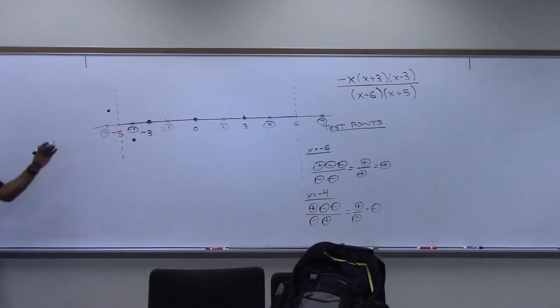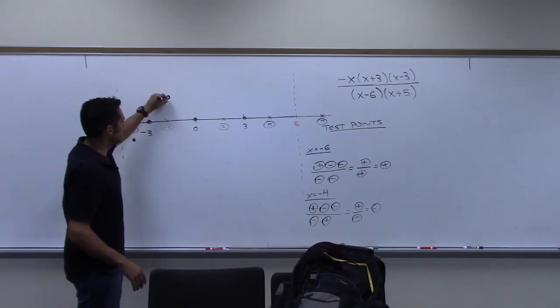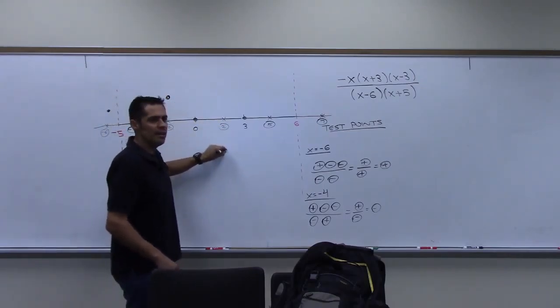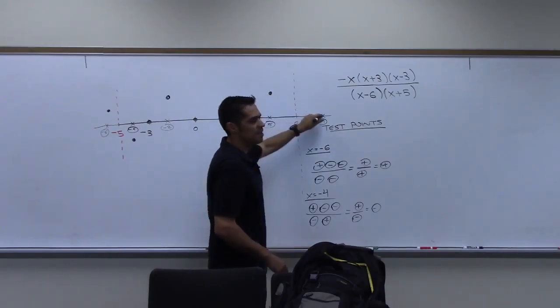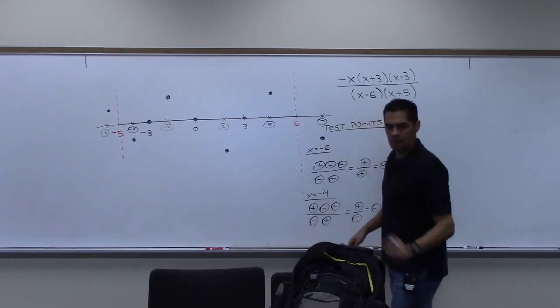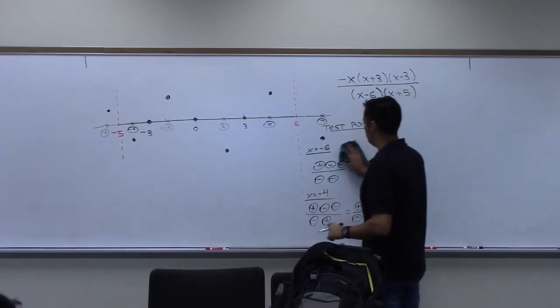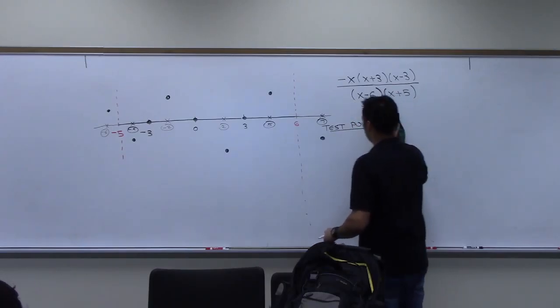All right, so I'm going to just not do the rest and just show you. At -2 you should get a positive. At 2 you should get a negative. At 5 it's a positive. And at 7 it's a negative. And that gives you, it goes up on the left and then down on the right. Yes, that should be everything we need. You all ready to draw it?